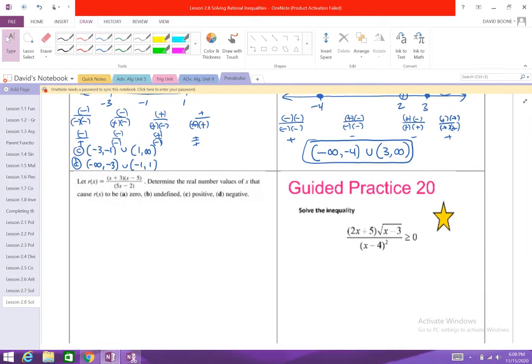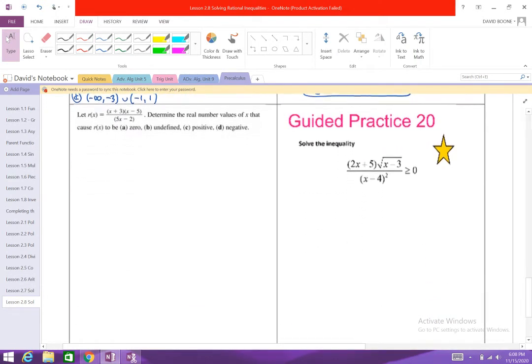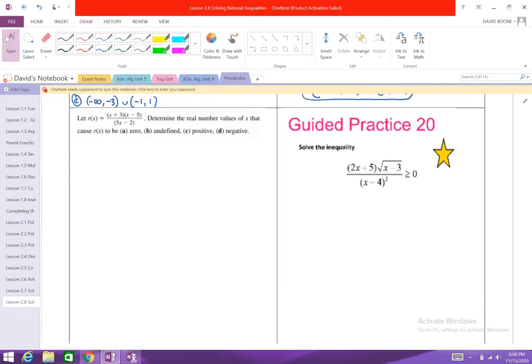So we'll do one more practice problem and then turn one more problem over to you for guided practice and see how it goes here. So same idea. We're going to look to see where the zeros are, where it's undefined, where it's positive, and where it's negative. So again, I'll write this out a little bit bigger so we can all see it a little clearer. So this is x plus 3 times x minus 5 all over 5x minus 2.